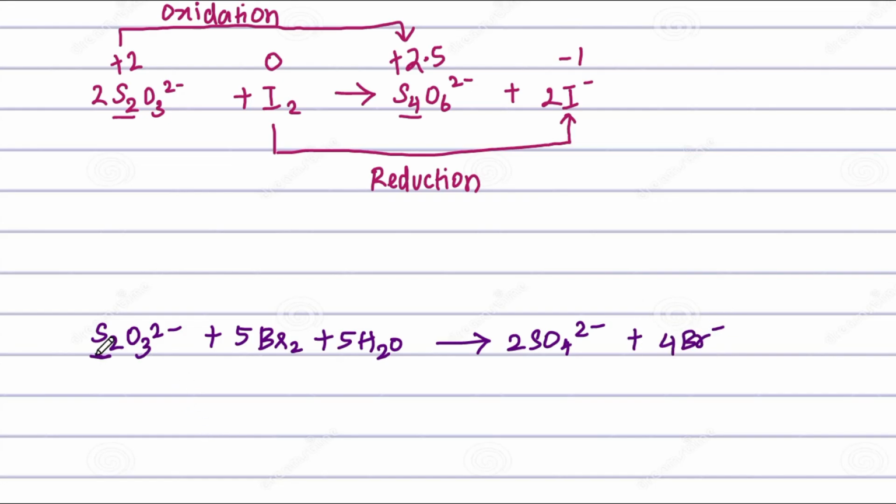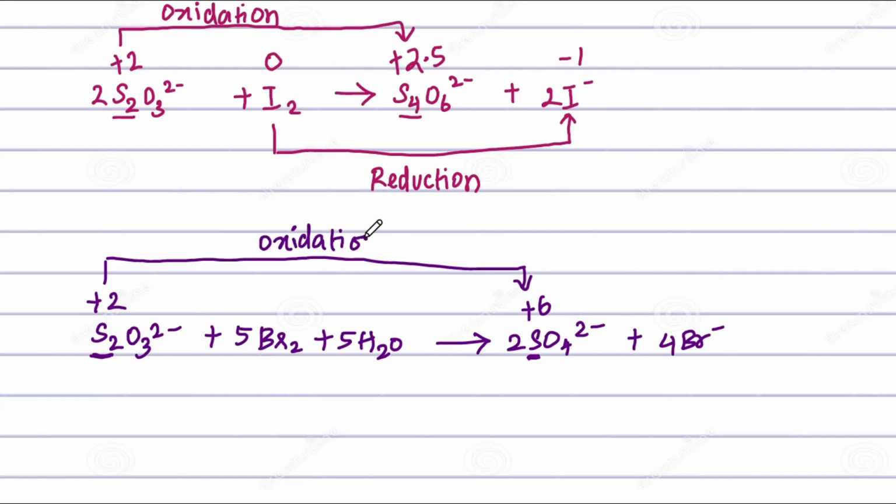So, in this reaction, already for thiosulfate, we know the oxidation state of sulfur is +2 and in product, sulfate ions are present. In sulfate ions, I told that the oxidation state of sulfur will be +6. So, again it is increase in oxidation state from +2 to +6. So, it is oxidation. Increase in oxidation number is oxidation. Then bromine is present in the elemental state, so the oxidation state is 0 and in product it is present as Br-. So, it is -1. So, from 0 to -1 is reduction.